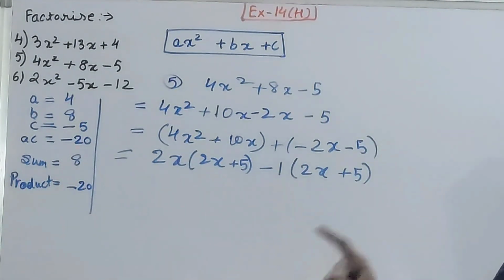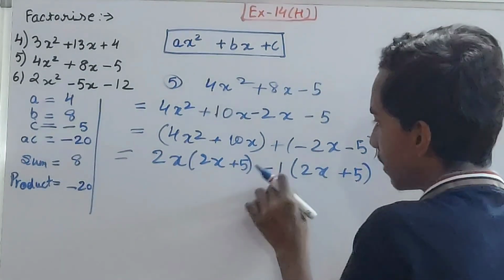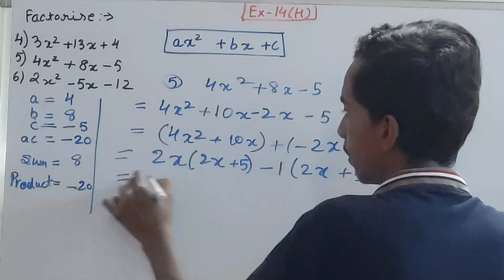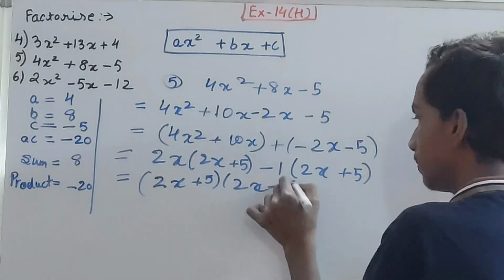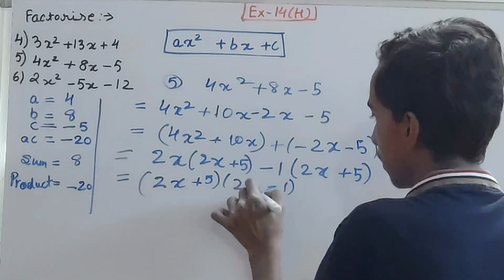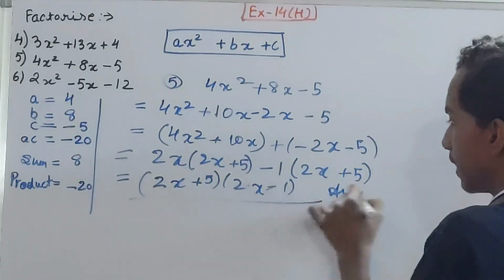Again, no common factor was there, so we took 1 only out of this. 1 is always there, right? Generally you don't see it, but 1 is always the common factor there, but we don't take it. So we have taken 1 and with it minus. Now we can take 2x plus 5 common here, and we will have 2x minus 1 over here. That is the final answer.